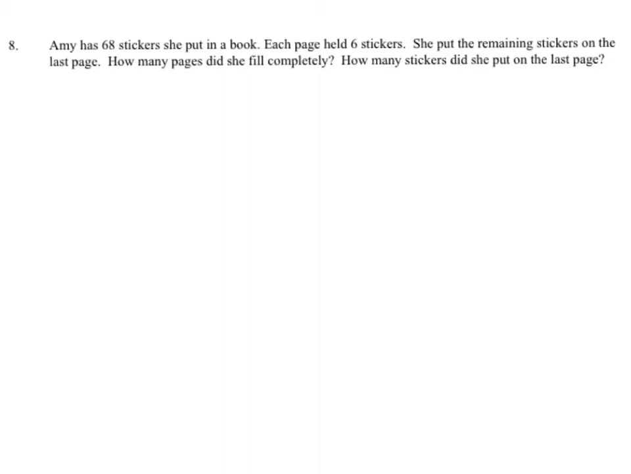So we have, Amy has 68 stickers she put in a book. So this tells me that Amy has a total of 68. 68 is our total. This is really important to understand because when you're dividing, you already know what your total is. When you're multiplying, you don't know your total. So that's when you have a word problem and you don't know whether you multiply or divide. You check to see if you know what your total is.